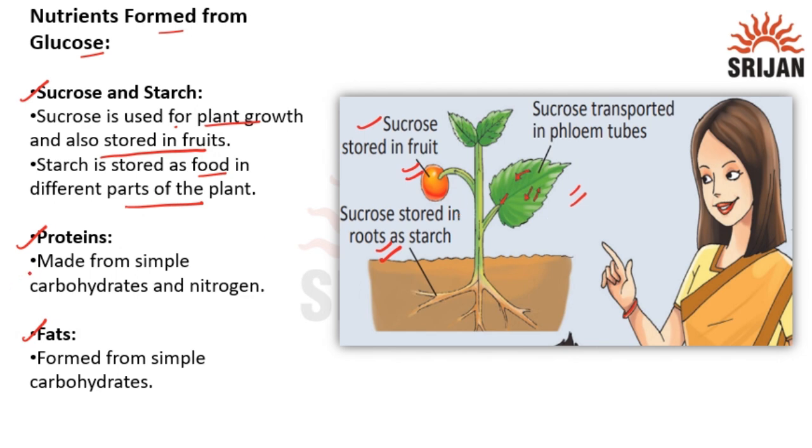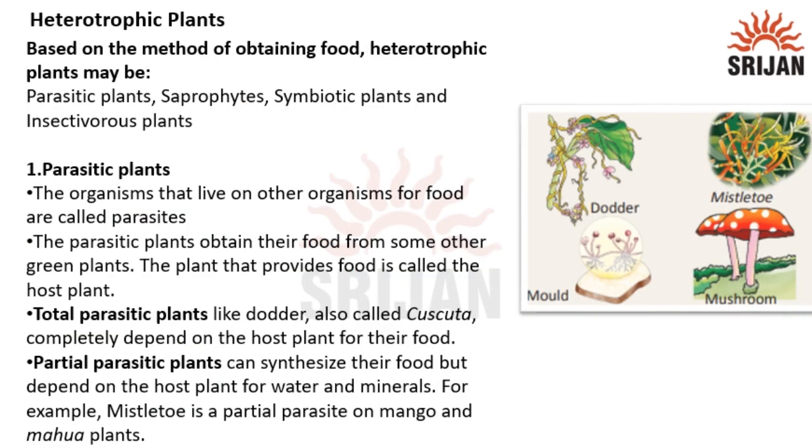Next is protein, made from simple carbohydrates and nitrogen. Fat is formed from simple carbohydrates. Now we will talk about heterotrophic plants. Based on the method of obtaining food, heterotrophic plants may be parasitic plants, saprophytes, symbiotic plants, and insectivorous plants.